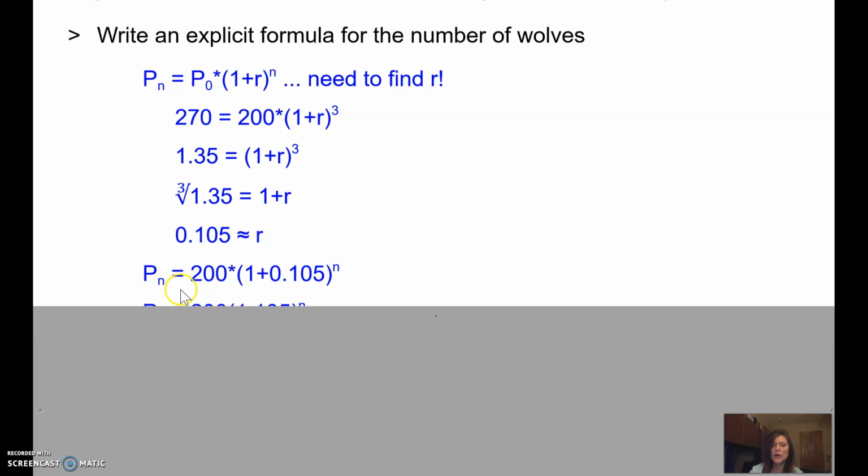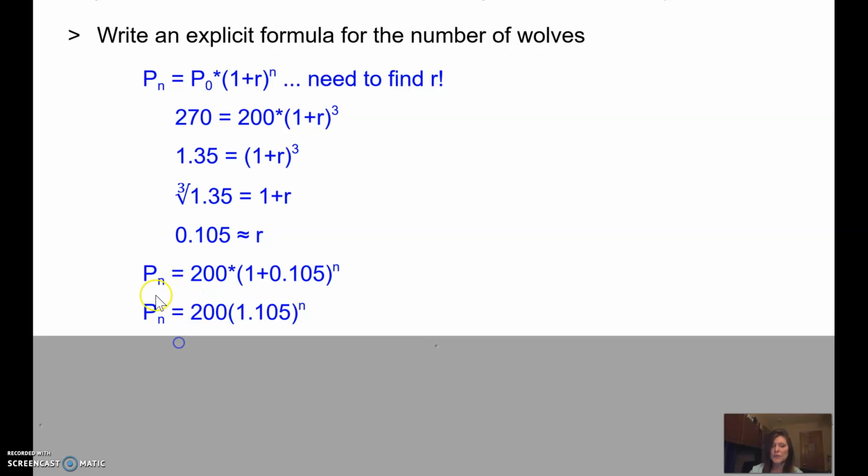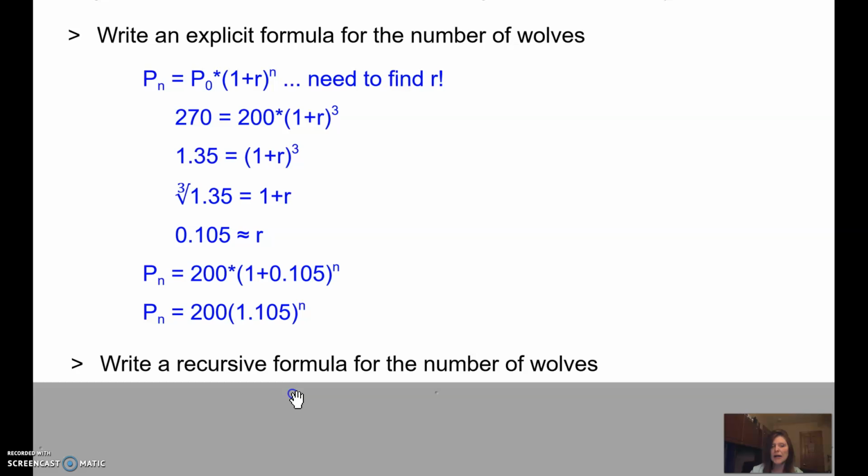So in general, we would come up with this formula for P sub n. P sub n is equal to 200 times the quantity 1.105 to the n. All right, so we found our r. Now it says write the recursive formula. Well, if you recall, recursive formula means you give me a value and then you tell me how to get the one right after that.